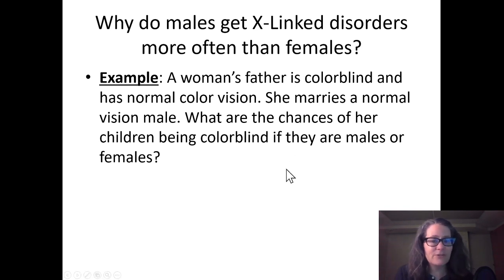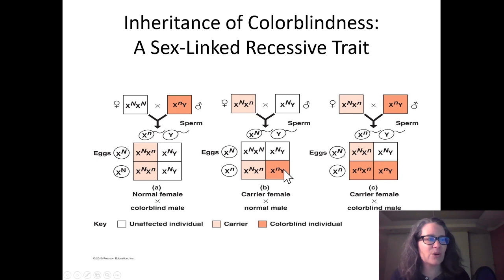All right, so moving forward, this is showing the possibilities of different parents. So a homozygous normal female and a colorblind male. You can see everybody is normal because the mother gives that normal X to each of them. It's only in this case right here and right here where we get colorblindness. This is the most common, where the female's a carrier, marries a normal color vision male, and then 50% of her male offspring will have colorblindness.